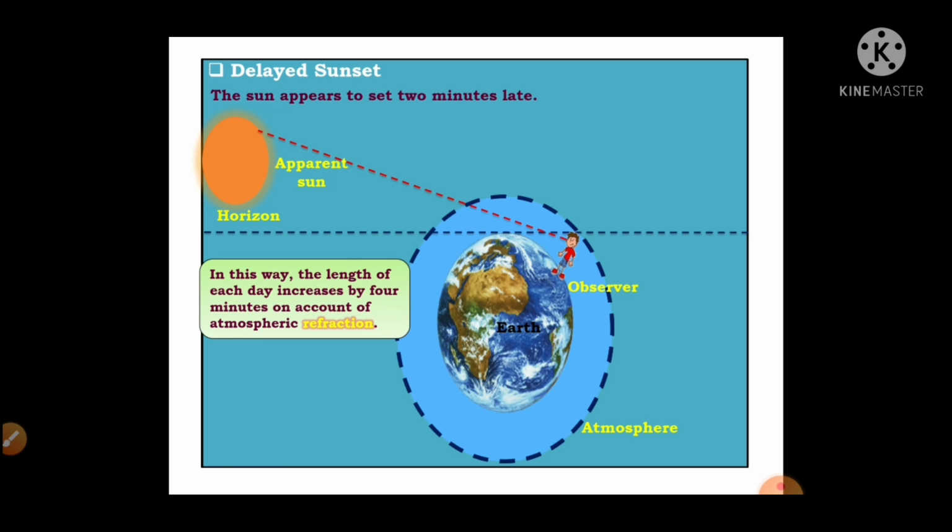Okay, and this takes place because of atmospheric refraction. If the earth had no atmosphere this effect would not occur. ये सब हमको क्यों दिखता है, because of the atmospheric refraction, and refraction takes place only because of the atmosphere. If there is no atmosphere no refraction would take place.